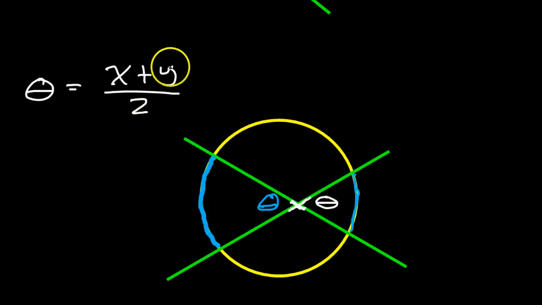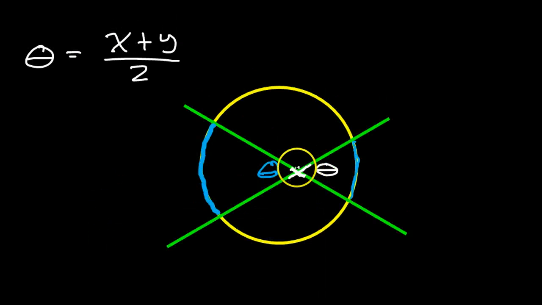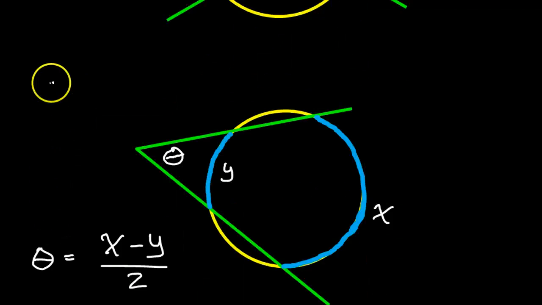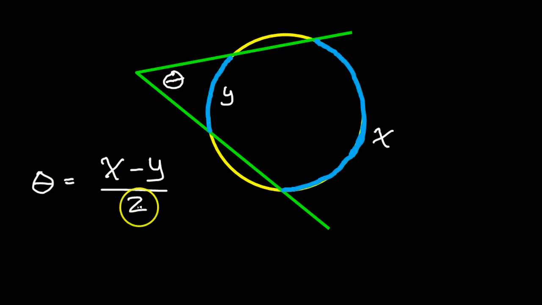It really doesn't matter which one comes first, the big plus small or small plus big. For addition, addition is commutative. So x plus y, y plus x, same thing. Alright, so inside the circle, arc plus arc divided by 2. Now compare that to this. See how the formula is almost the same.